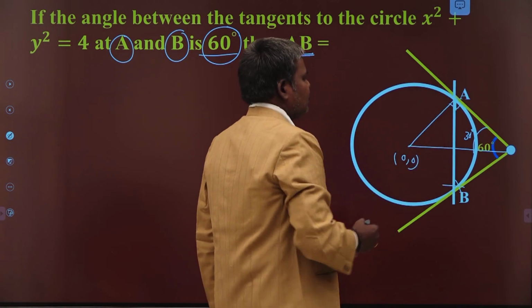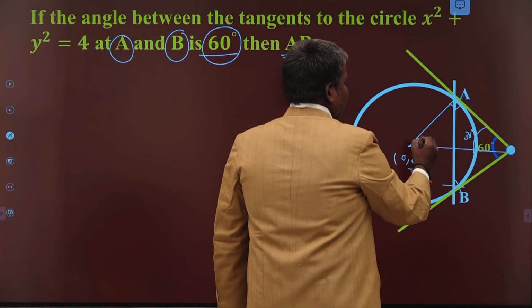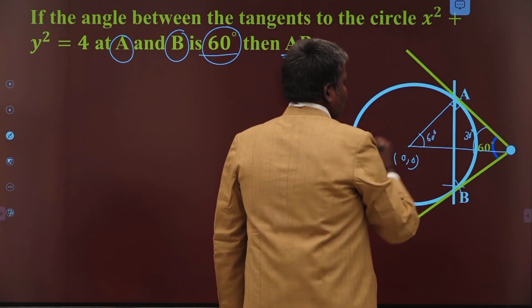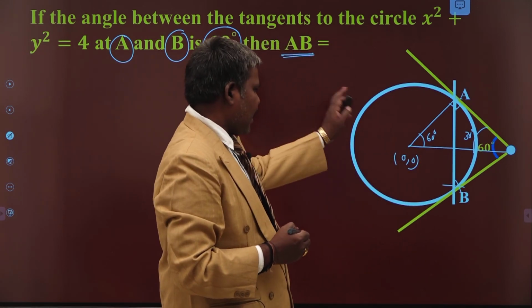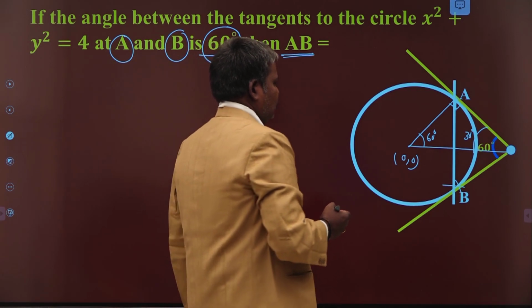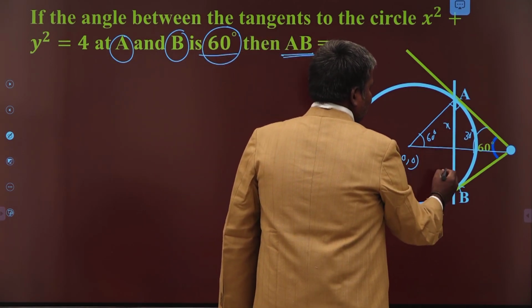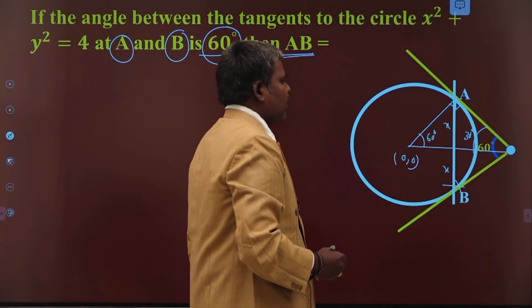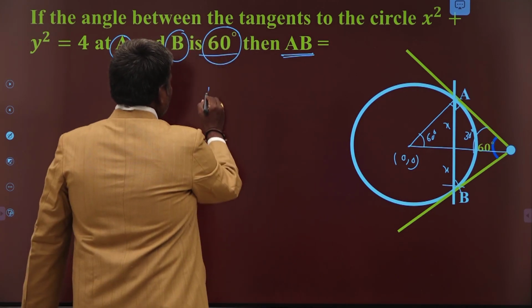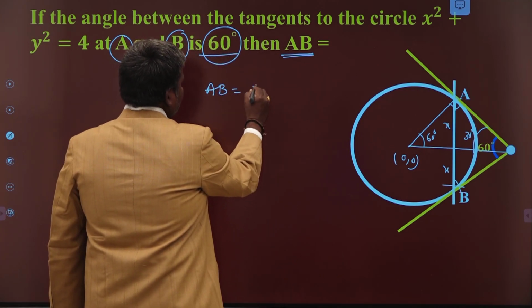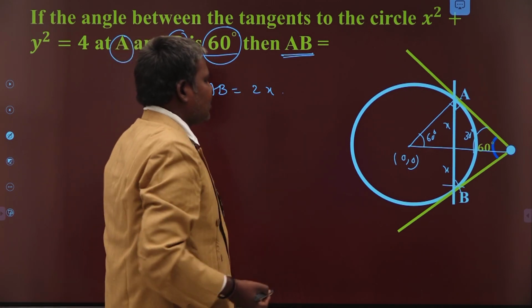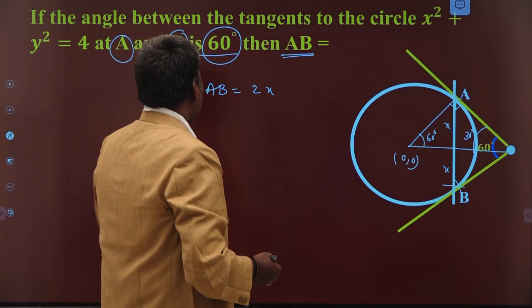This is the 90 degrees. If it is 30 and 90, this becomes what now? 60 degrees. From the diagram itself, we can manipulate each and everything. Suppose if it is the distance x, automatically the distance here is also x. What is AB now? AB is equal to 2x. Once you get the x value, you can easily write the 2x value.